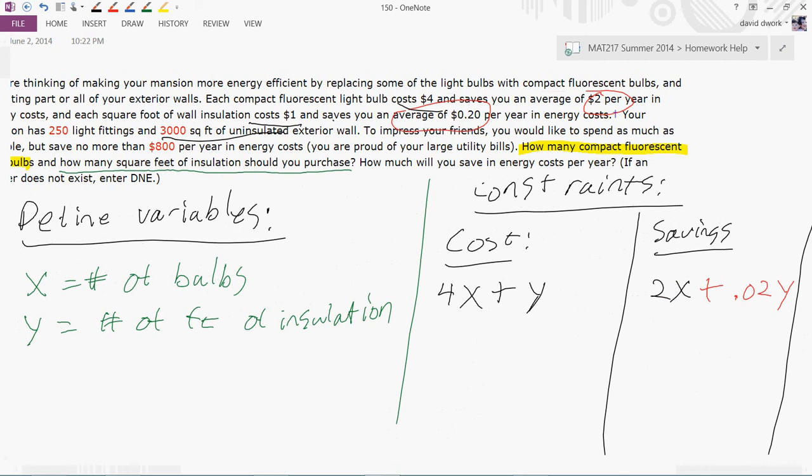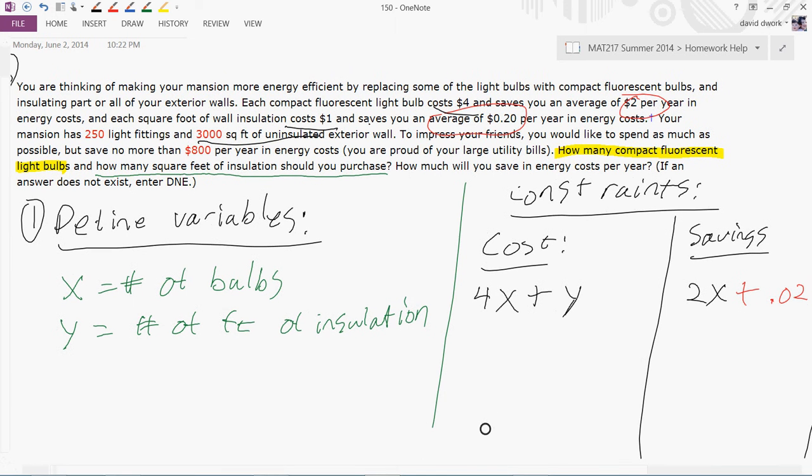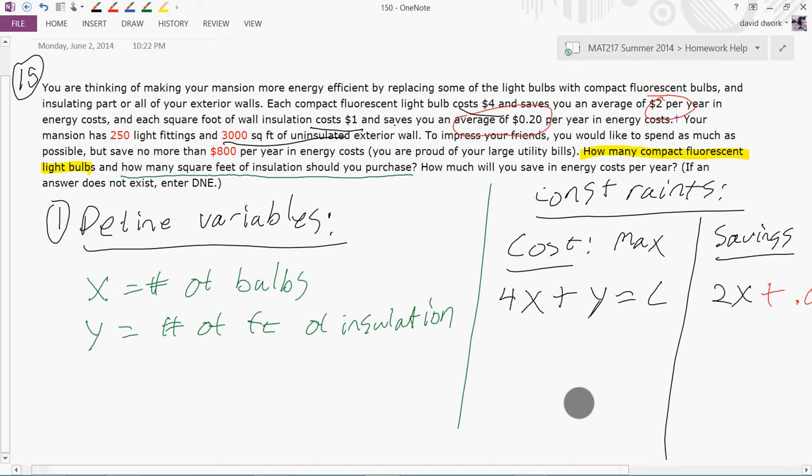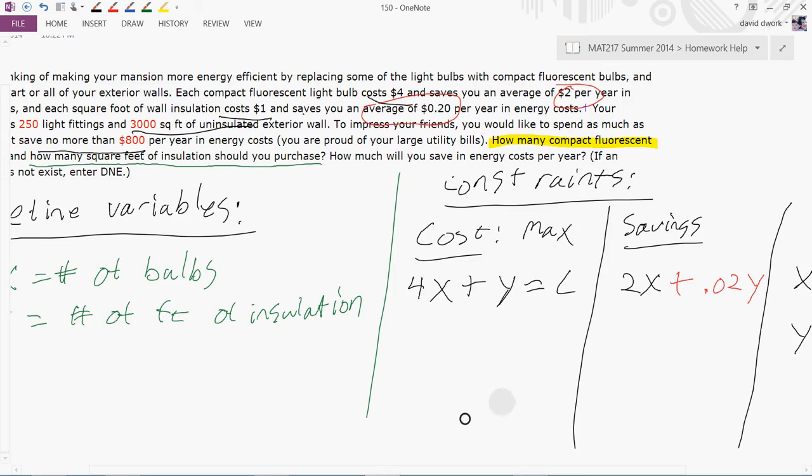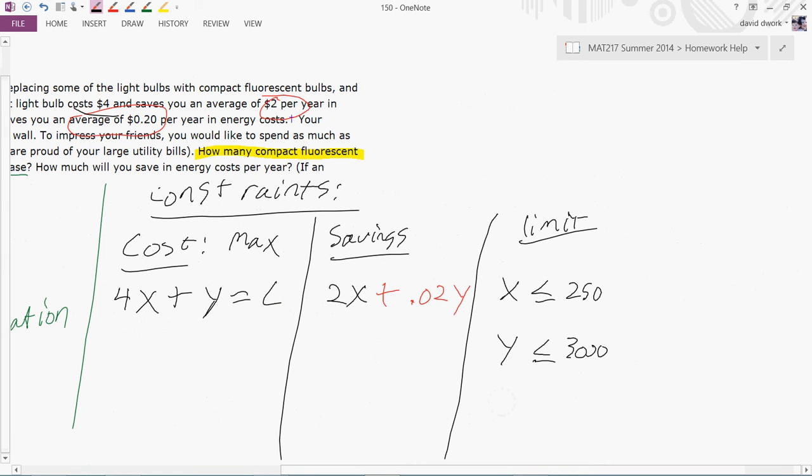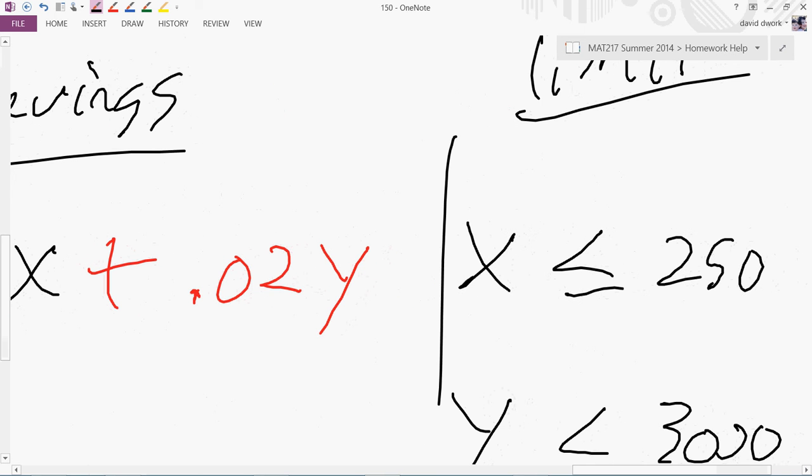Let's keep reading. To impress your friends, you would like to spend as much as possible, which is completely backwards from us normal folk, but whatever the case. So our goal is to maximize this right here. We're going to call this our cost, and our goal is to maximize that. Weird, but okay. We also want to save no more than $800 per year. So in our savings, we want to save no more than 800. These things need to be less than or equal to 800.